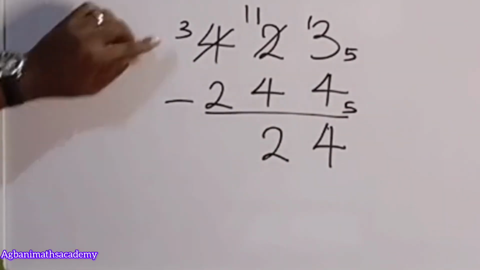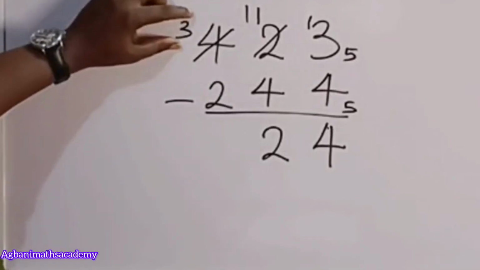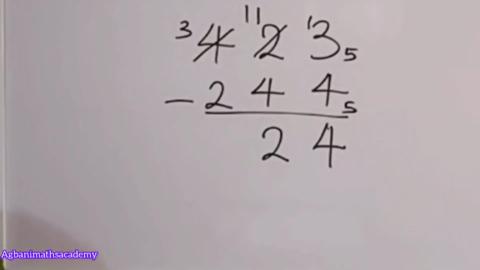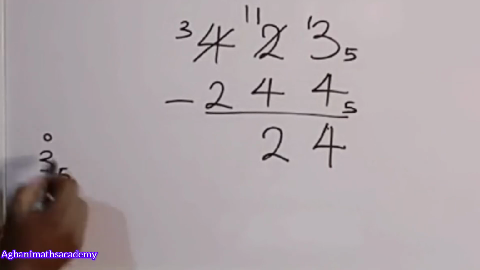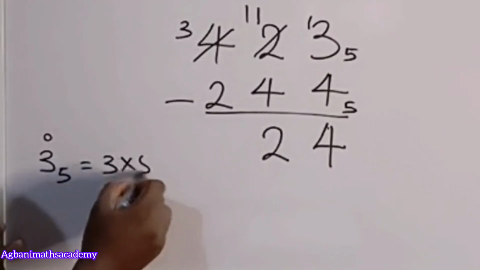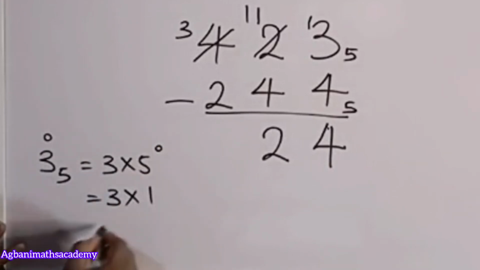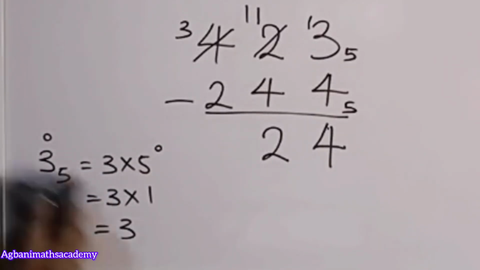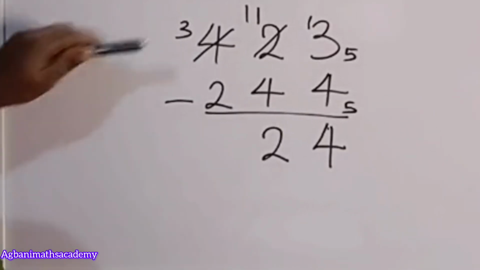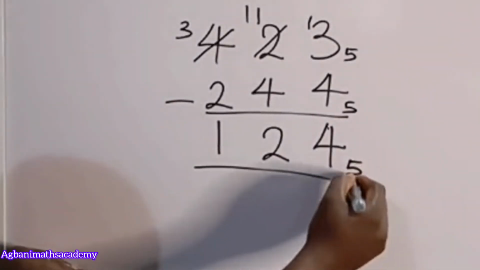So now we have 3 minus 2. Do we need to convert 3? We don't need to convert 3, because if you want to convert 3, this is 3 base 5. Above it is 0. So we have 3 times 5 to the power of 0. 3 times 5 to the power of 0 is 1. So it's still going to give us 3. So there's no need to convert it, okay? So 3 minus 2 gives us 1. So that gives us the answer.